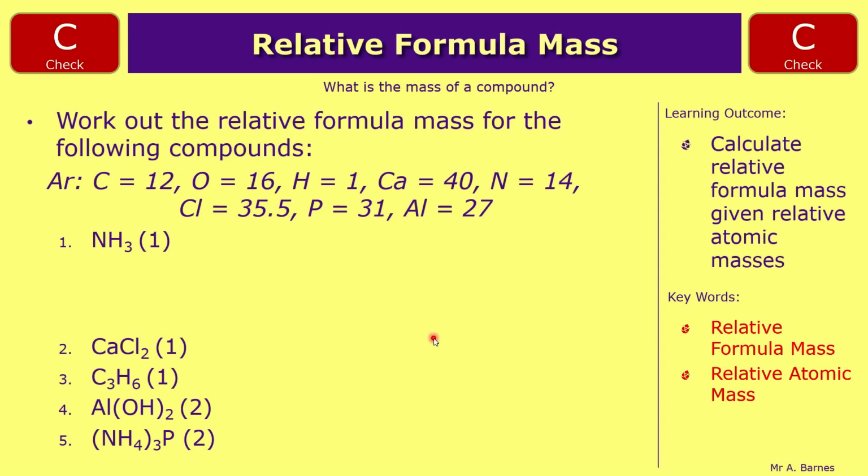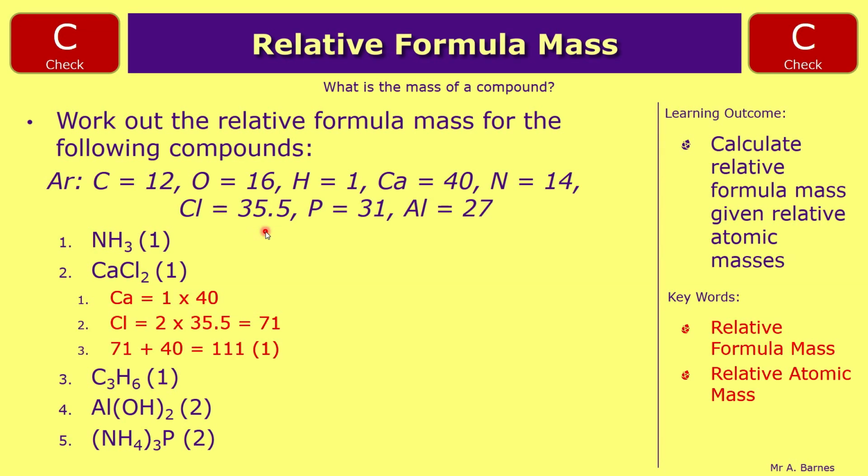Okay, if we start off with the first one then, so NH3. I've got 1 nitrogen, which has got an atomic mass of 14. I have got 3 hydrogens, so 3 times 1. Add that together. 3 plus 14 is 17. Question 2. I've got 1 calcium and 2 chlorines, so 1 times 40 plus 2 times 35.5, which gives me 111.